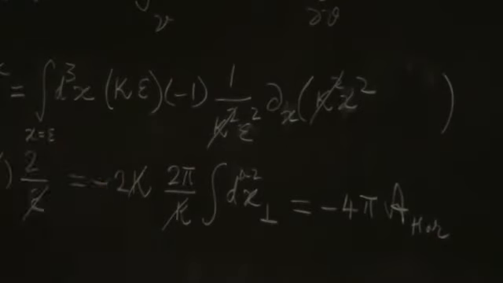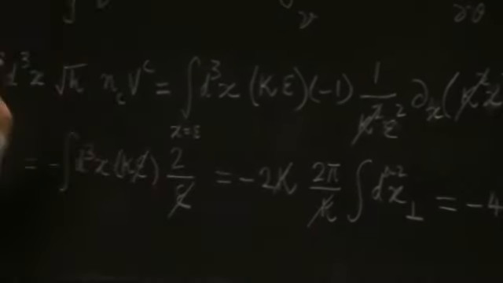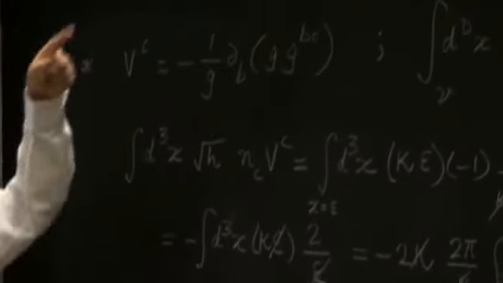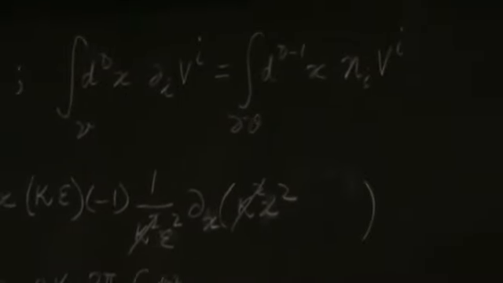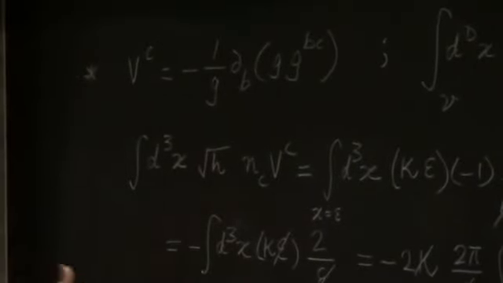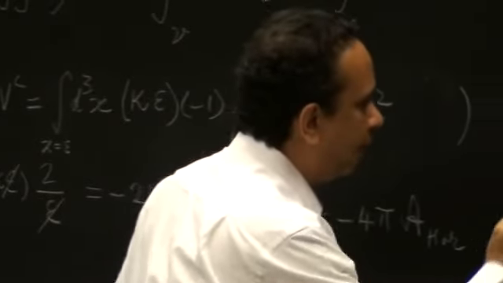Epsilon has anyway disappeared, so I don't have to take the epsilon going to 0 limit at all. Now this entire thing, this VC, comes from our Lagrangian, and usually the Lagrangian for Einstein's theory is written as 1 over 16 pi times R root minus g. Okay? So the actual Lagrangian has this divided by 16 pi.